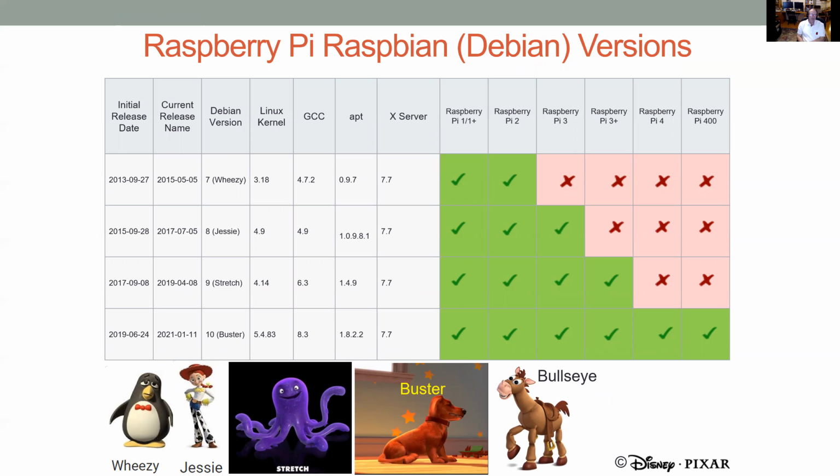Over the years, newer and newer versions of Raspberry Pi OS have come out. They have names. They started with Wheezy, went to Jessie, Stretch, and then Buster. So the latest one out is called Buster. These are all characters from Disney's Pixar Toy Story, so that's where these actually come from.